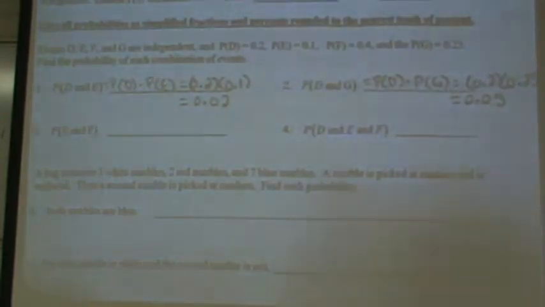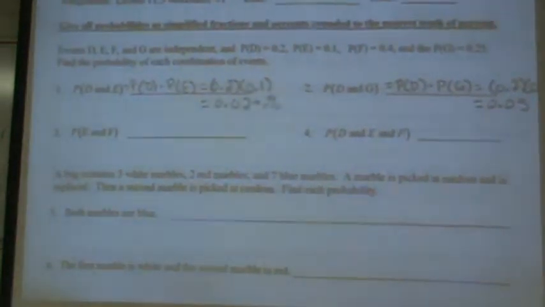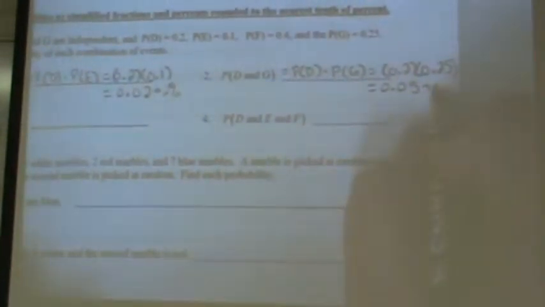Oh, and it asks us to put these in percents, rounded to the nearest tenth. So if we take this to a percentage, this is 2% for number 1. Number 2 is 5%.